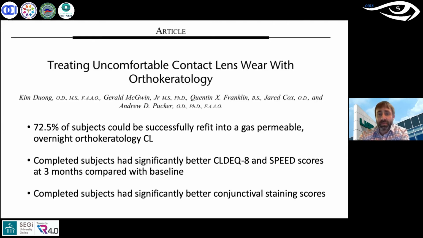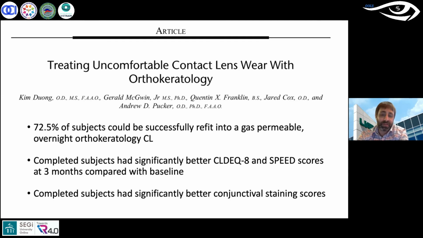The reason I was starting to promote orthokeratology within the clinic is because I was conducting a study funded by Euclid Systems, and specifically what we were doing was recruiting patients who were struggling with their soft contact lenses. So they had high contact lens dry eye questionnaire scores, and what we did is we refit them into orthokeratology, and what we found was that 72.5% of those patients, roughly 30 out of 40 patients in the study, were able to successfully switch to orthokeratology. They had their symptoms dramatically reduced, and they became happy, healthy contact lens wearers again.